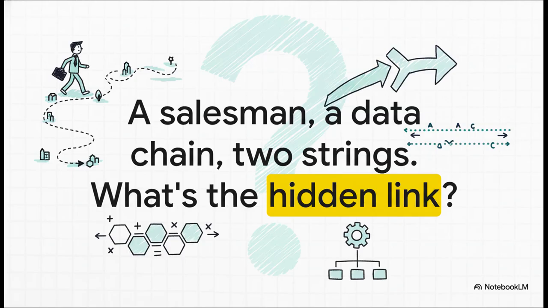Okay, so picture this. A traveling salesman trying to find the shortest possible route, a mathematician figuring out the absolute cheapest way to multiply a bunch of numbers, and a programmer trying to compare two different pieces of text. I mean, what could these three things possibly have in common? Well, the hidden link between them is a really brilliant strategy for solving what seems unsolvable.